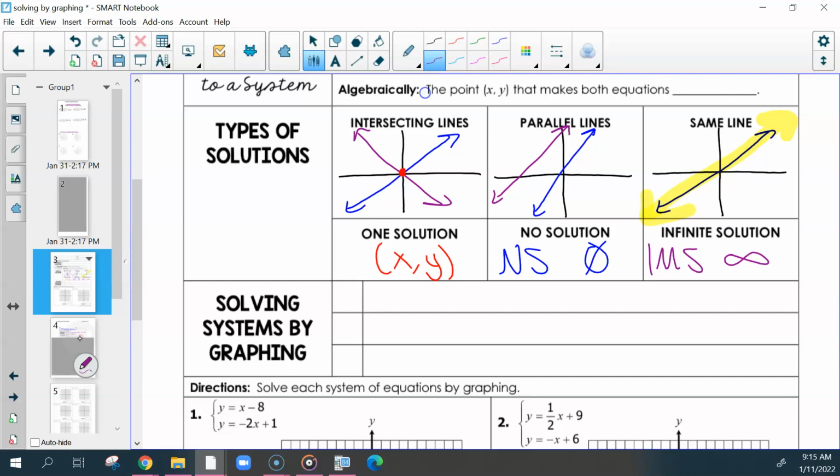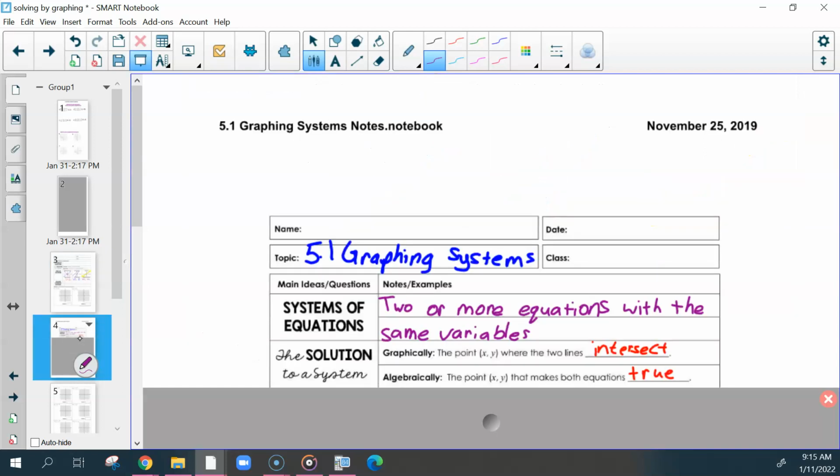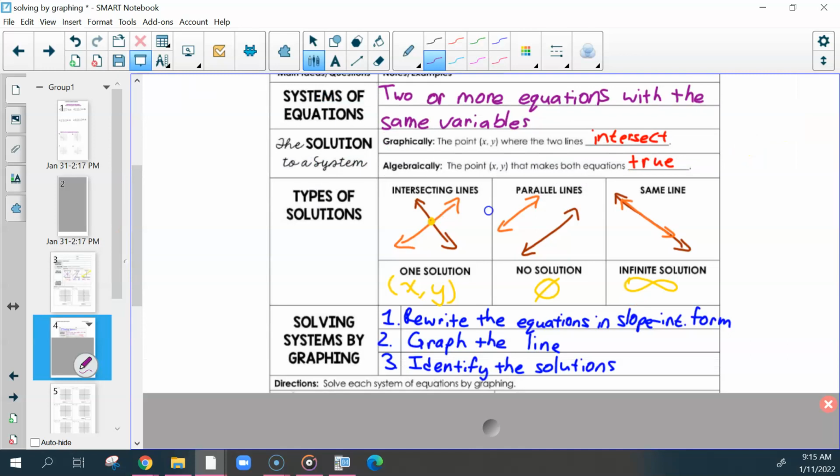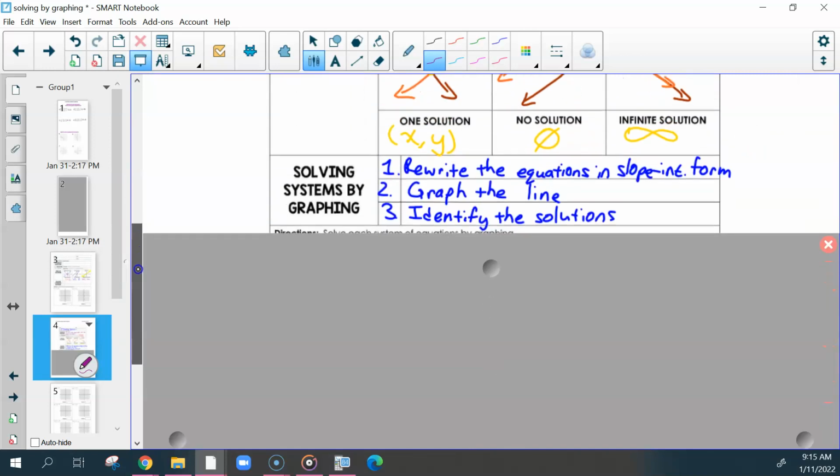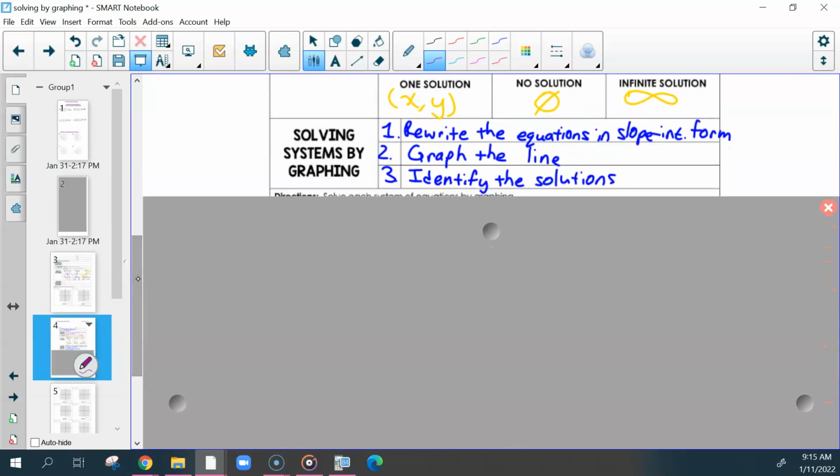I'm going to show you the steps for solving the system. So step 1 is rewrite the equations in slope-intercept form if they're not in that already. Step 2 is graph the lines. This is what that should say. Lines.